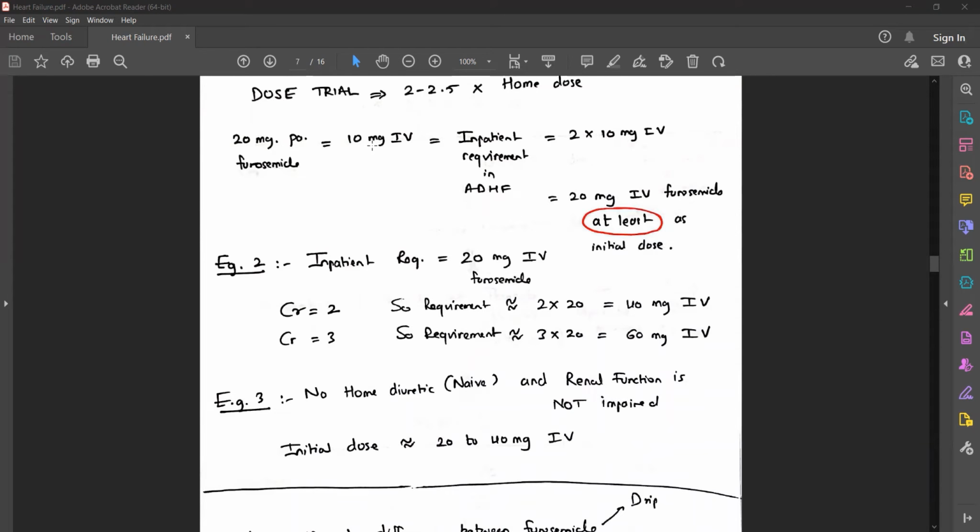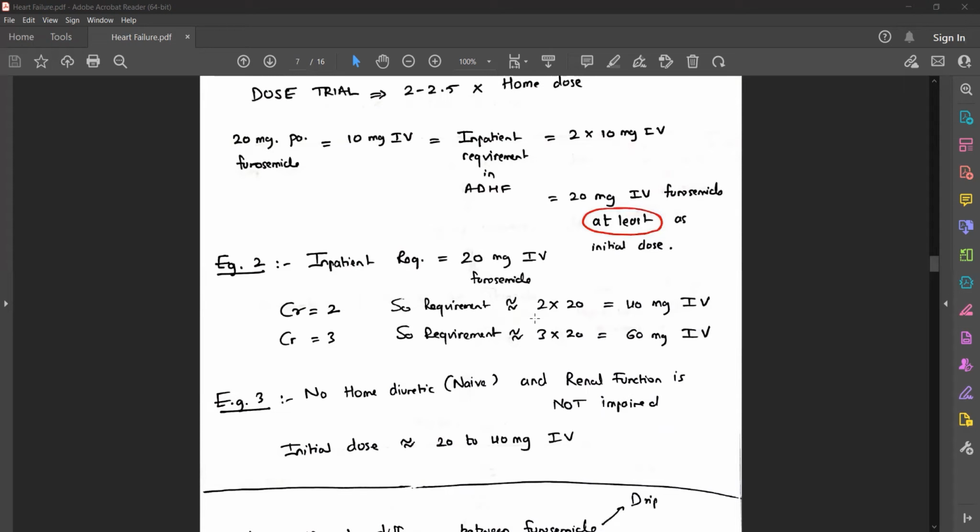Now, let's say the patient has a history of HFrEF, takes 20 milligram of PO furosemide at home, and he comes in with acute decompensated heart failure, and you calculate the inpatient requirement as 20 milligram of IV furosemide. Now, this patient has a creatinine of 2. Remember that loop diuretics act from the luminal side. So if someone's creatinine is 2, they're going to require a higher dose for them to concentrate in the loop and for them to have adequate diuresis.